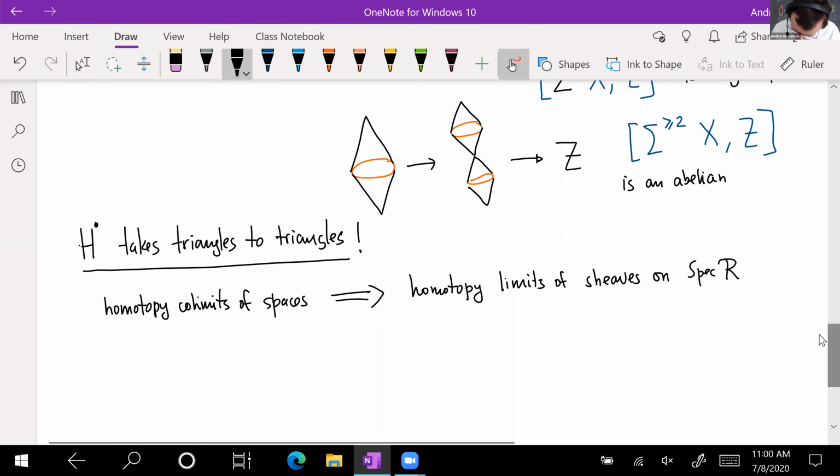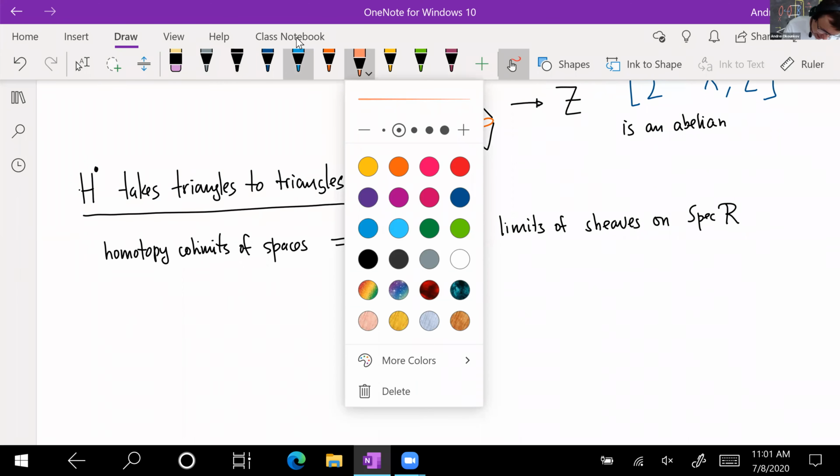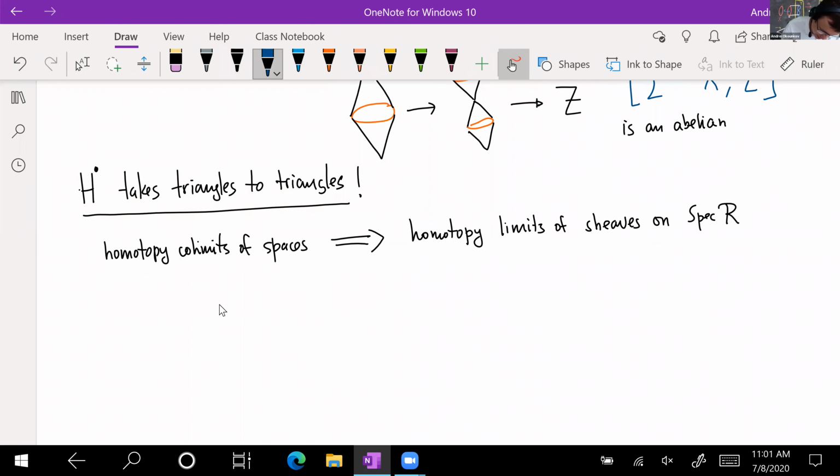I'll just give you for finitely many, finite homotopy limits. So just this all or also infinite, but in practicality this reduces to just one notion. Suppose I have, instead of having one map, suppose I have two maps. Suppose I have some space X and two different maps.